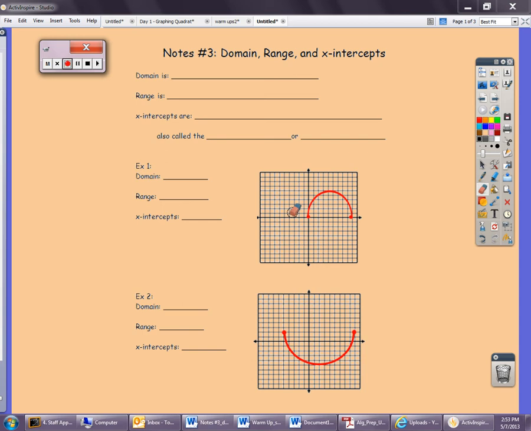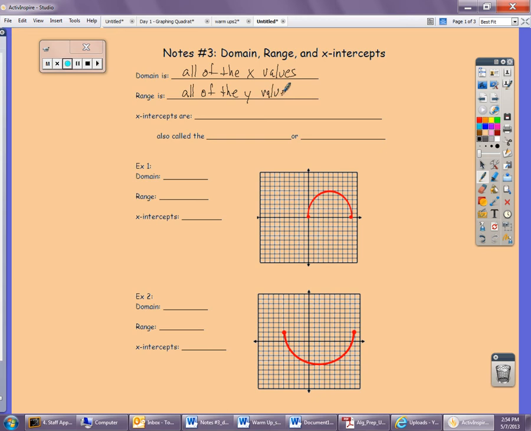Notes number 3, domain, range and x-intercepts. When we look at the domain and range, we talked about that earlier in Unit 1 or Unit 2. The domain is all of the x values, which means the range is going to be all of the y values. So this is just a refresher: domain is all the x values and the range is all the y values.